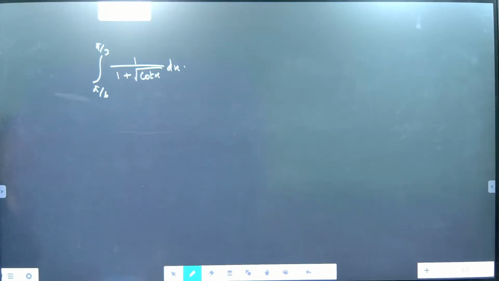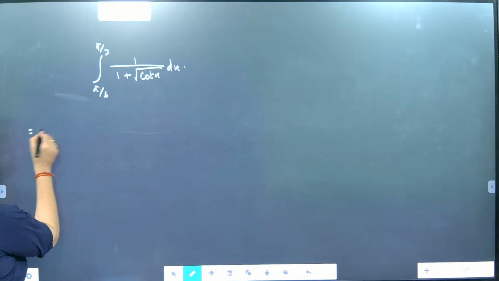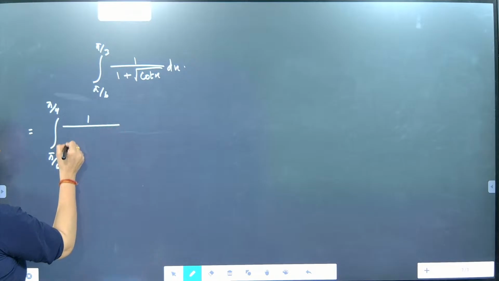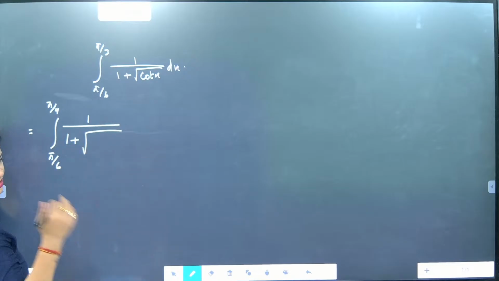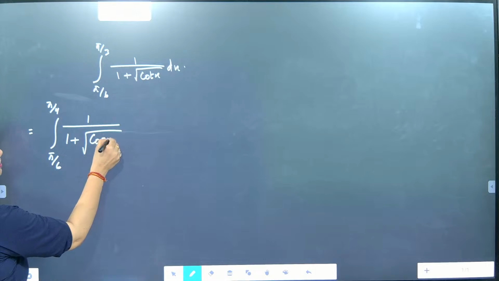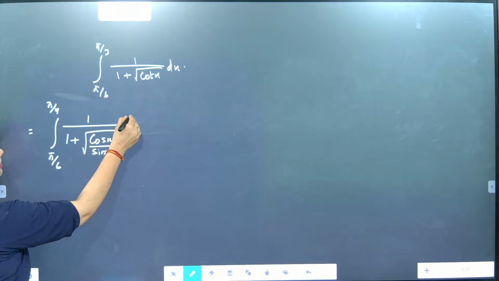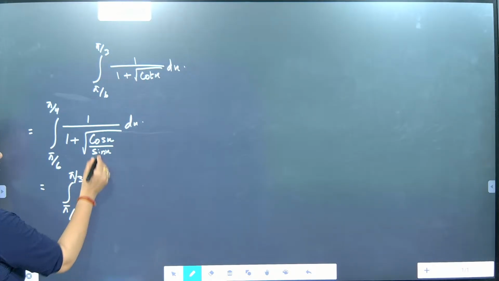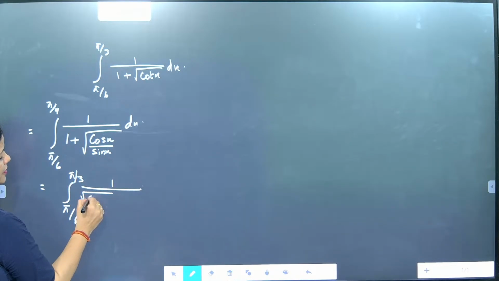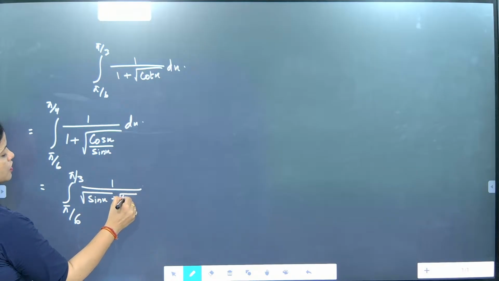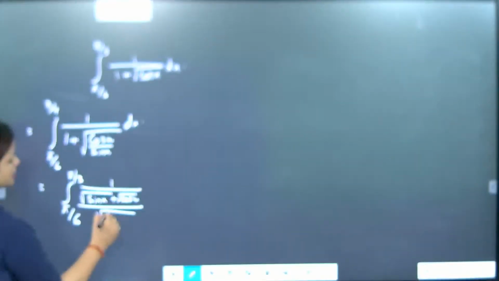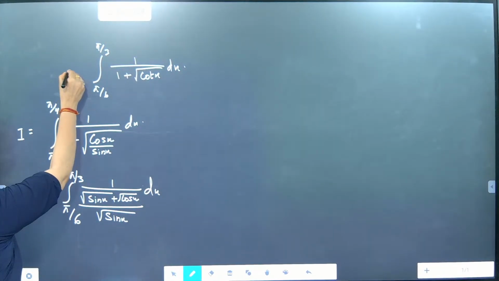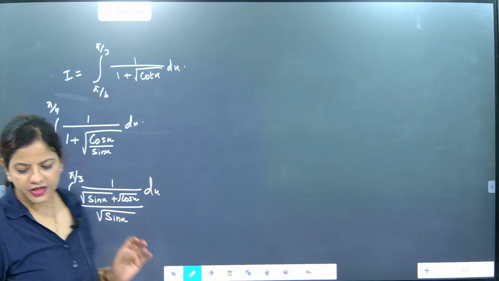Come on. Now look here. So first work is, we will do one thing. We will write integral from pi by 6 to pi by 3 of 1 by 1 plus cot x, which will become cos x by sin x dx. So now what will we do? Integral from pi by 6 to pi by 3. Taking the LCM, here it will become root sin x plus root cos x by root sin x dx. Okay, and everything is equal to I.